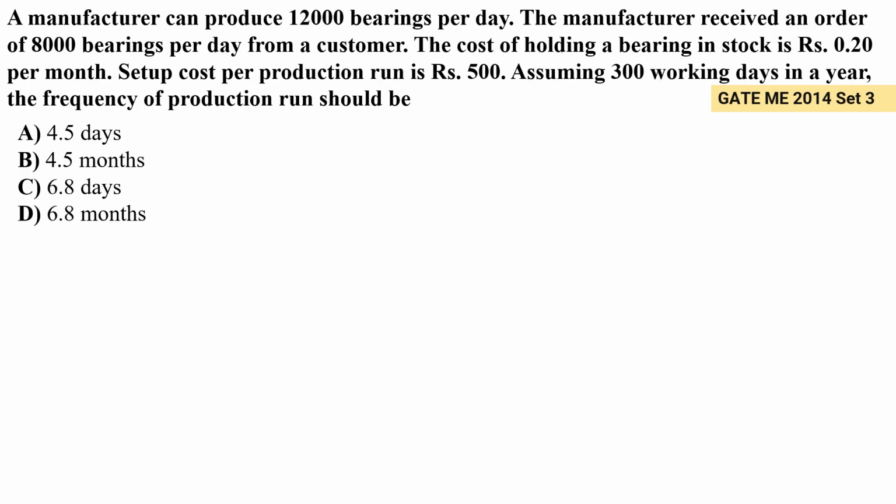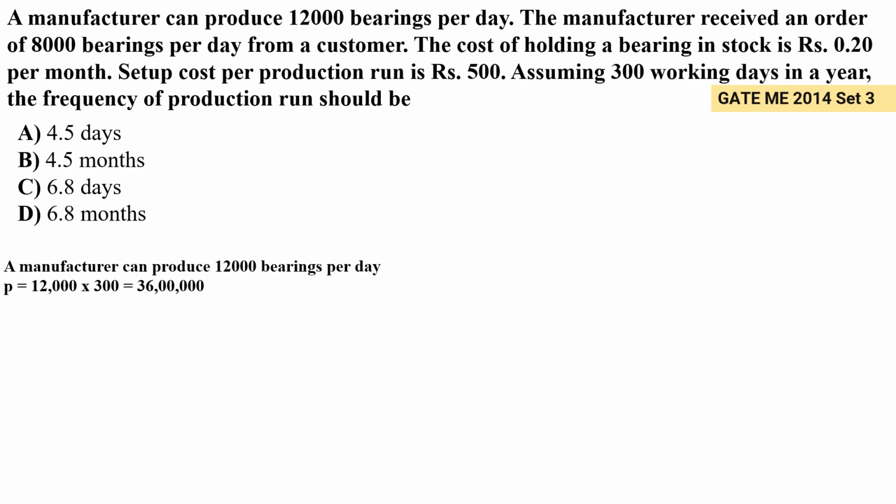A manufacturer can produce 12,000 bearings per day. The manufacturer received an order of 8,000 bearings per day from a customer. The cost of holding a bearing in stock is rupees 0.2 per month. Setup cost per production run is 500 rupees. Assuming 300 days in a year, then the frequency of production run should be option A 4.5 days, option B 4.5 months, option C 6.8 days, option D 6.8 months. So let's see the solution.